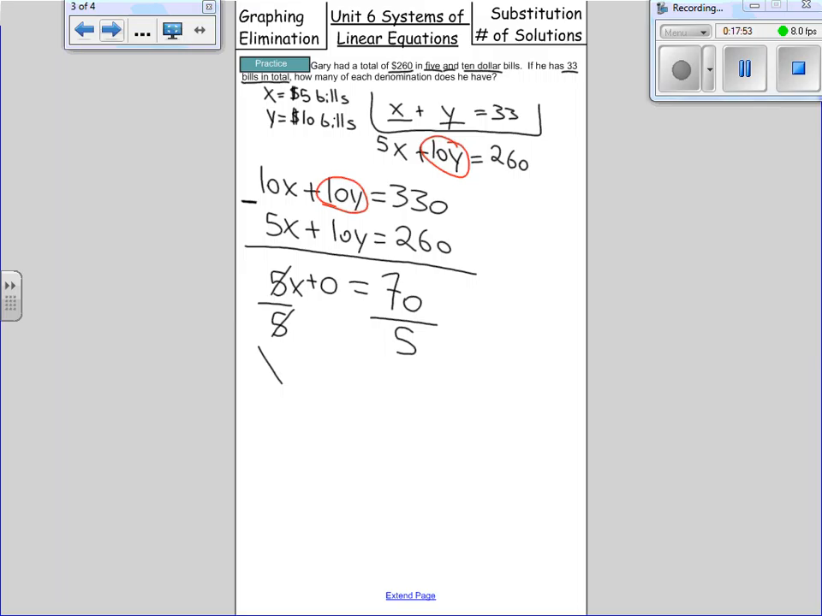What does that mean in context? So if x is equal to 14, what am I saying? What does that actually mean, Matthew? Yeah, 14. You have 14 $5 bills. Perfect. Sub 14 into one of these equations. I'm going to sub it into this one. And you'll get 14 plus y is equal to 33. And you should get that y is equal to what? Yeah, 19. 33 minus 14.